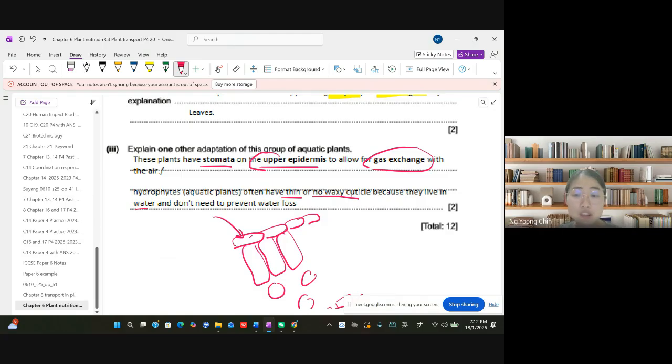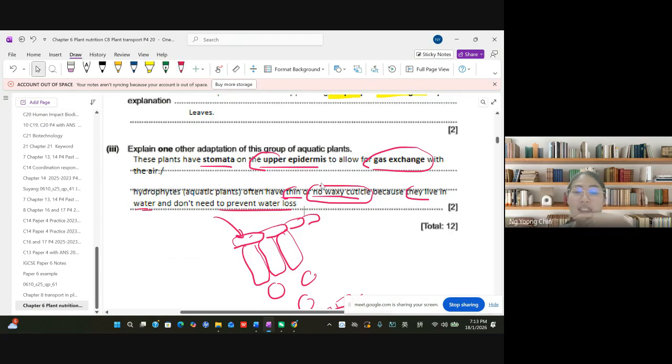Why should the terrestrial plant have the waxy cuticle? Because they want it as a waterproof layer to prevent any water loss, because they want to preserve the water. So that's the difference, okay? Hydrophytes have no need to worry about water loss, because they just live in the water. So there's no need to prevent water loss. That's why they have a very thin or no waxy cuticle.